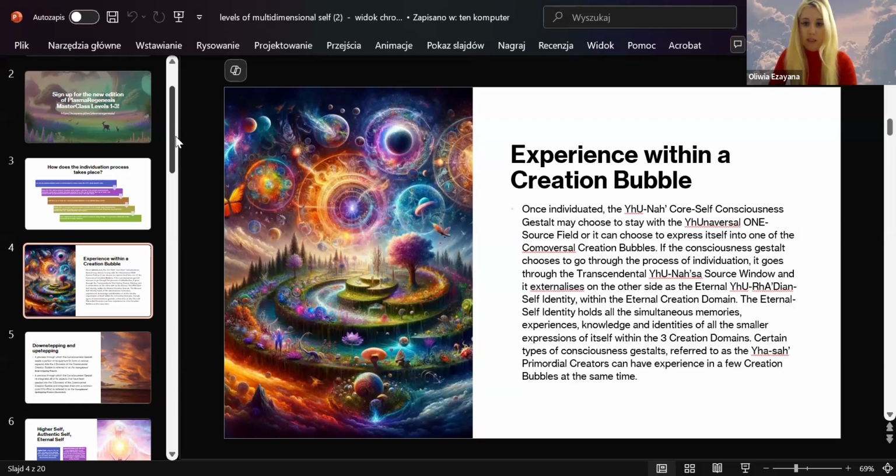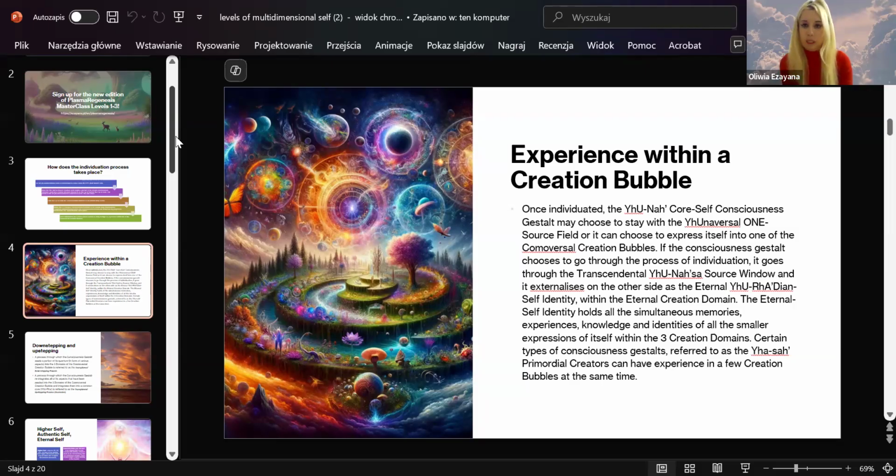The eternal self-identity holds all the simultaneous memories, experiences, knowledge, and identities of all the smaller expressions of itself within the 3 creation domains. Certain types of consciousness gestalts referred to as the Yasa primordial creators can have experience in a few creation bubbles at the same time.